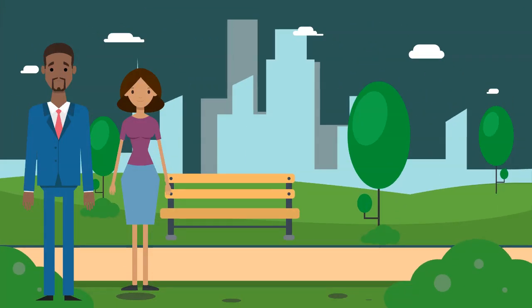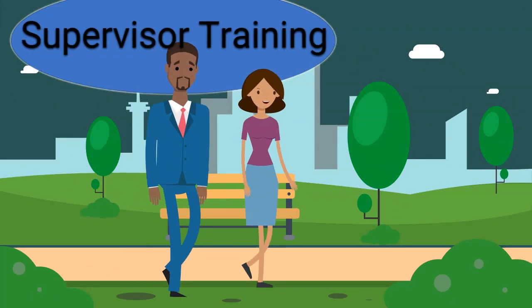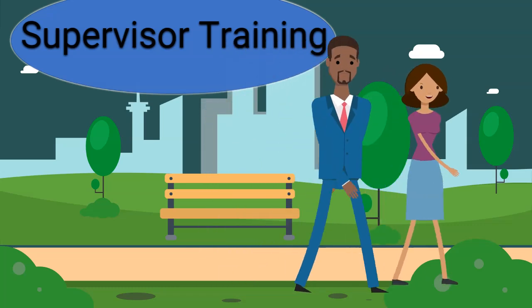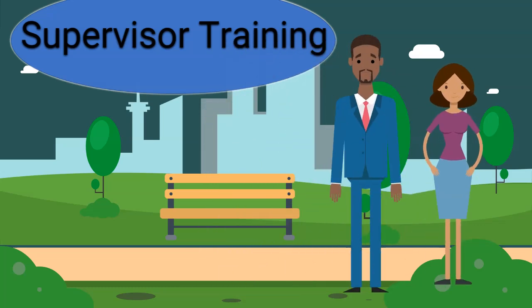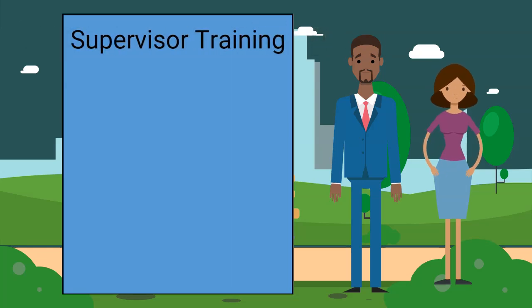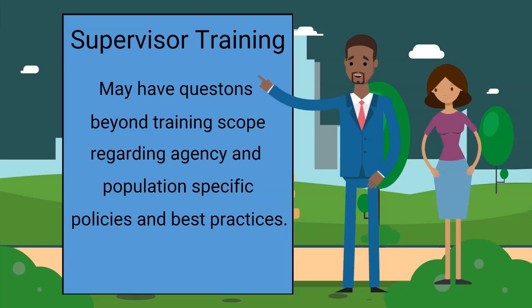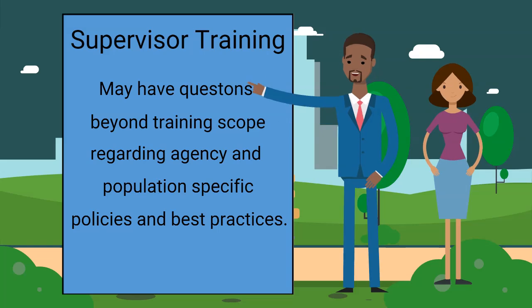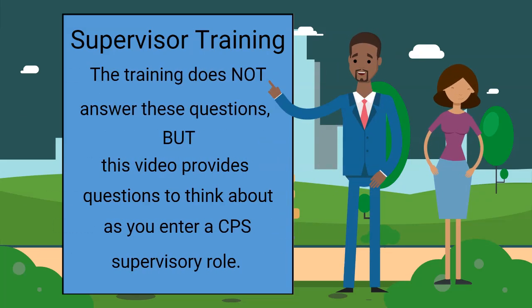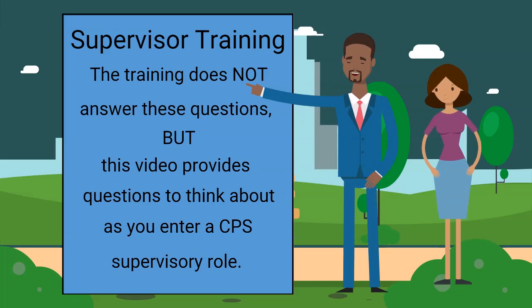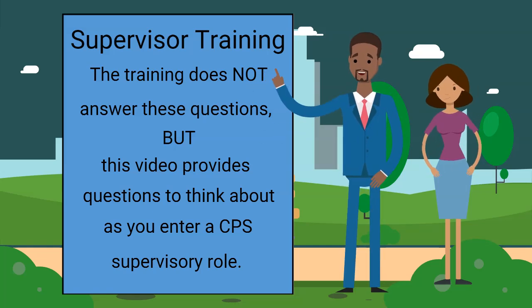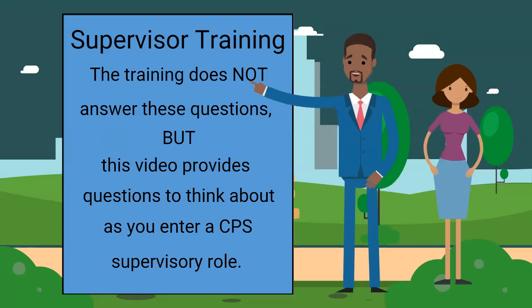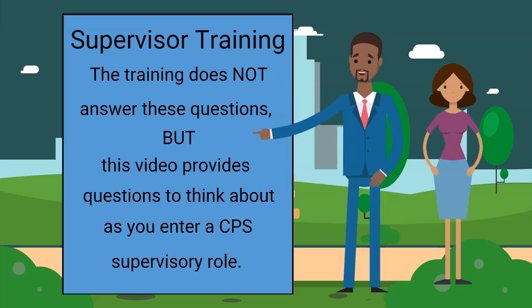The purpose of the department-approved supervisor training is to impart the knowledge and values necessary to effectively supervise and support peer workers. During this training, it is likely for you and other potential supervisors to have questions beyond the training scope regarding agency and population-specific policies and best practices. While the training curriculum cannot directly answer these questions, this short video addresses what kind of questions to keep in mind as you enter a Certified Peer Specialist, or CPS, supervisory role at your agency.